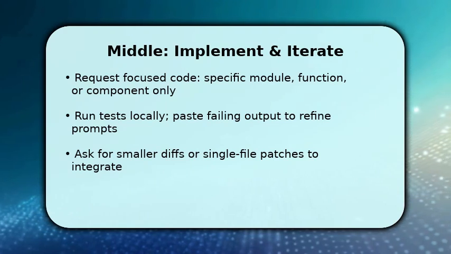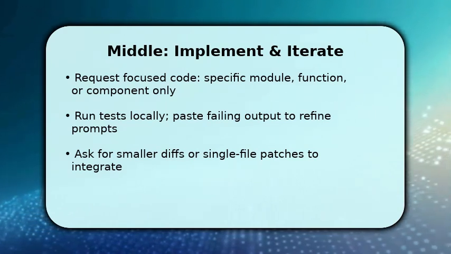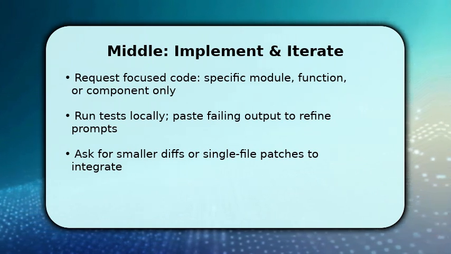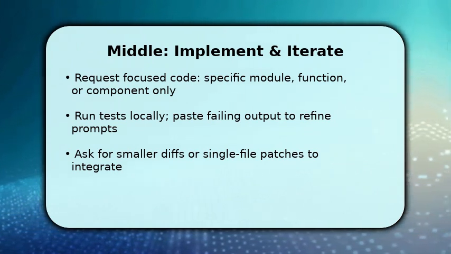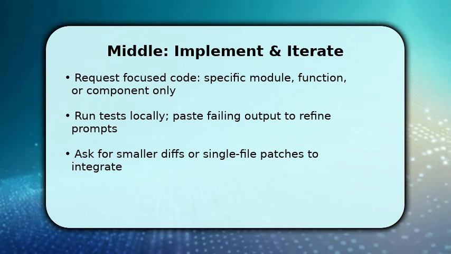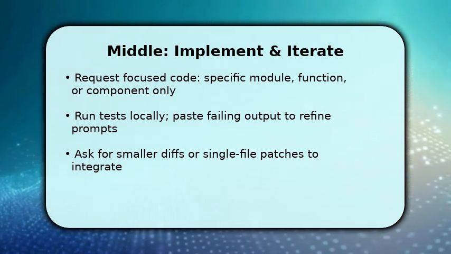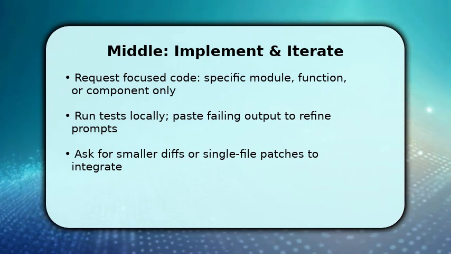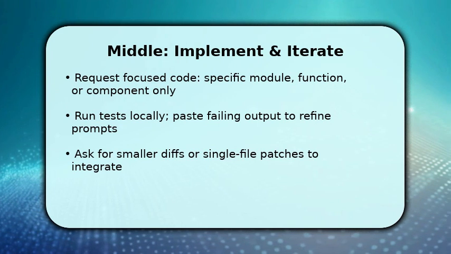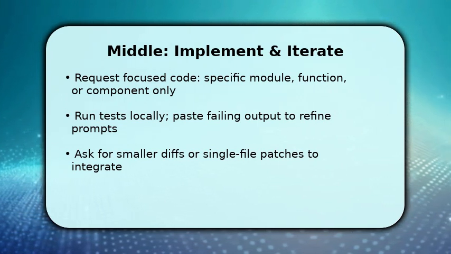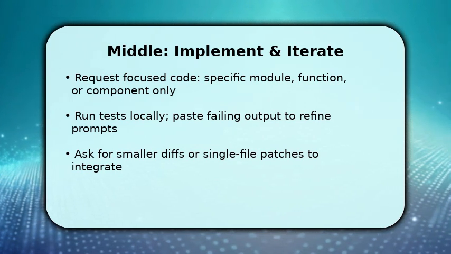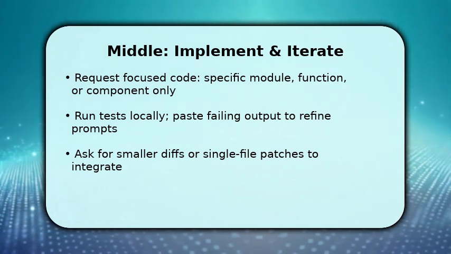Now you implement pieces incrementally. Request one API route, one database migration, or one UI component at a time. Run the code, capture errors or failing test output, and paste that back to ChatGPT for precise fixes. Once a unit works, ask for integration steps and minimal diffs to merge into your repo. Make sure to request explanations of edge cases and complexity so you understand trade-offs. This keeps you in control while accelerating development.